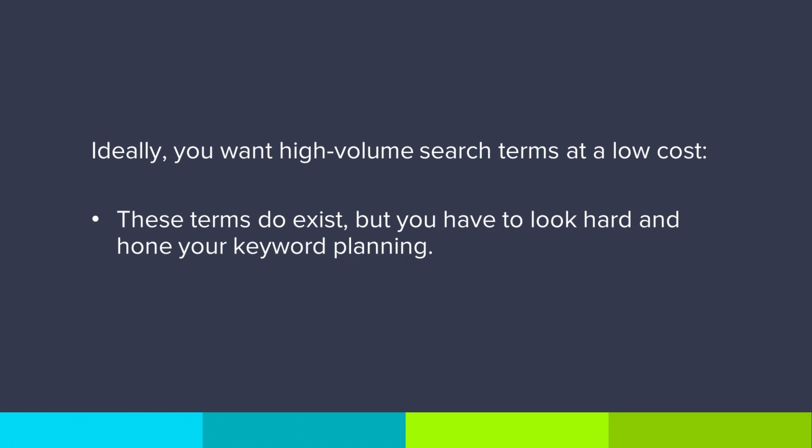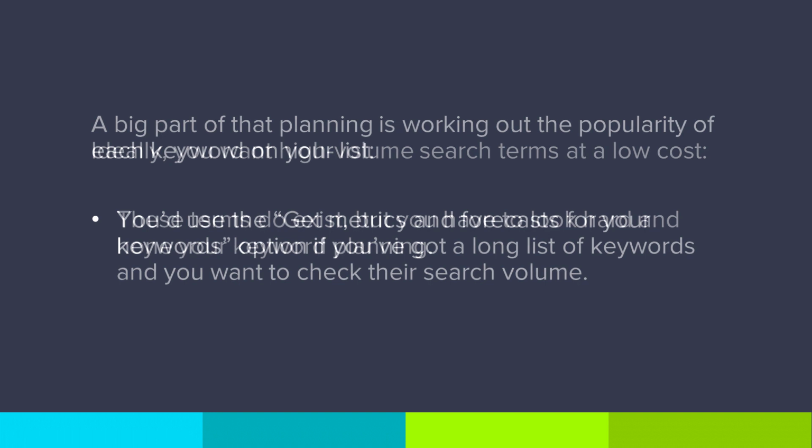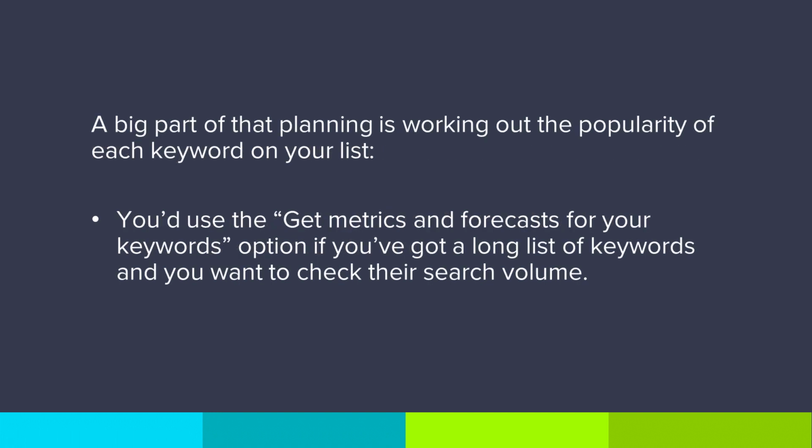Now, these terms do exist, but you have to look hard and really hone your keyword planning. A big part of that planning is working out the popularity of each keyword on your list. You'd use the Get Metrics and Forecast for your keywords option if you've got a long list of keywords and, you guessed it, you just want to check their search volume.